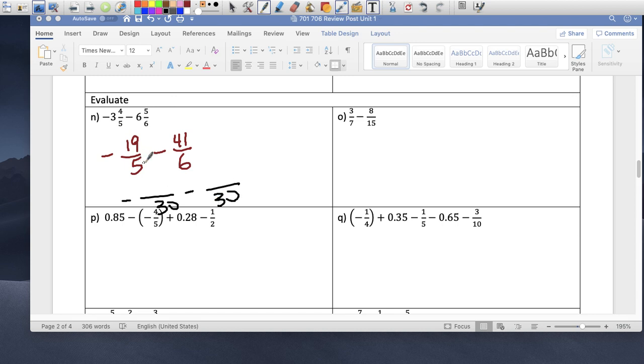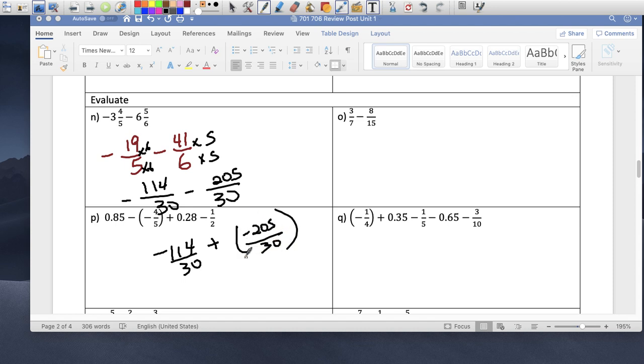And 30. But this is times 6, and therefore times 6, which is 54, goes 5, 114. Here is times 5, so on the top is times 5, so I'm going to get 205. Negative 114 over 30, plus, right, because I'm going to change the subtraction to addition, negative 205 over 30. They're both friends, so it's going to be 30 at the bottom and negative, right? 114 plus 205 is going to be 319. Which you can change to a mixed number if you like.